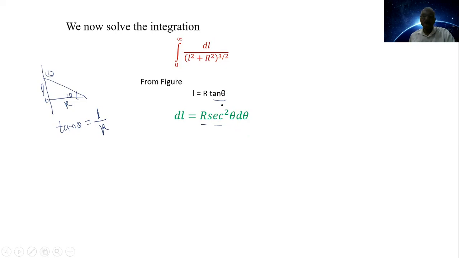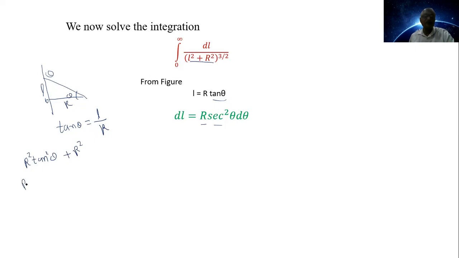We took the value of dl, and now we can solve this term. L is equal to R tan theta. That's why we get here R square tan square theta plus R square. We can solve this term.